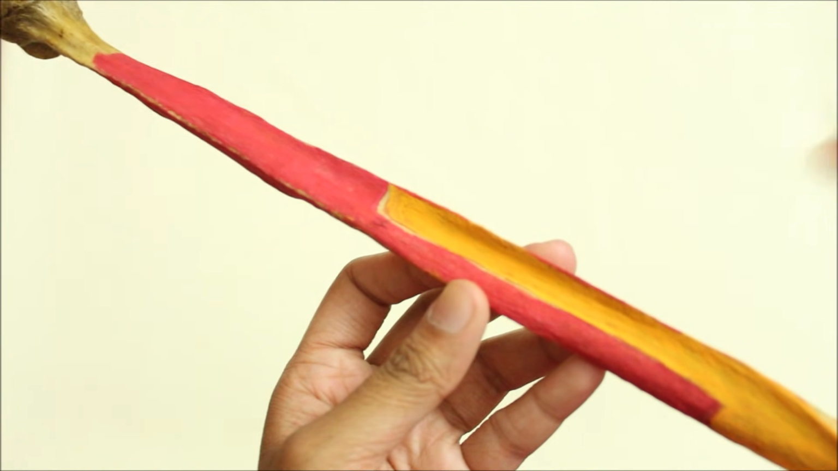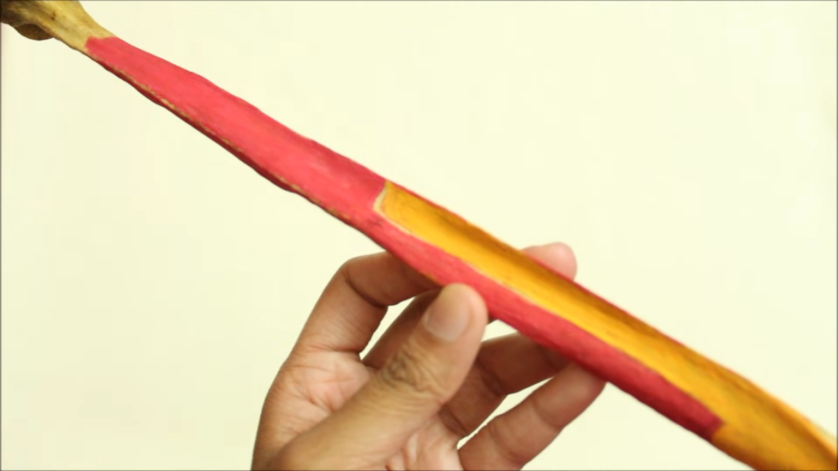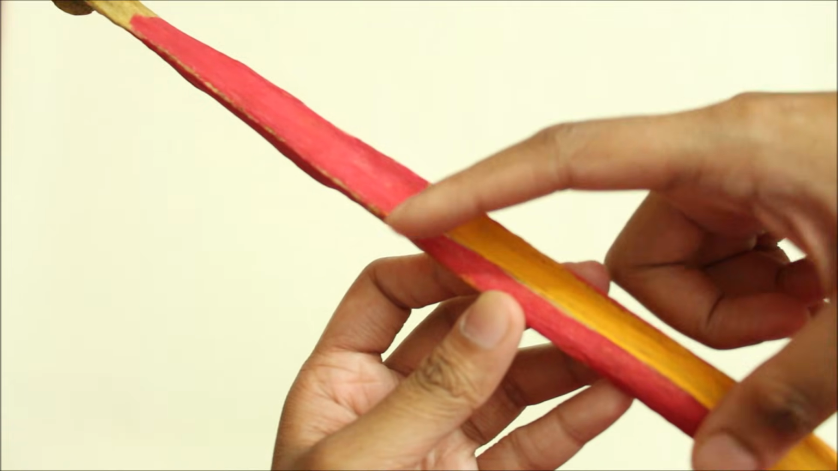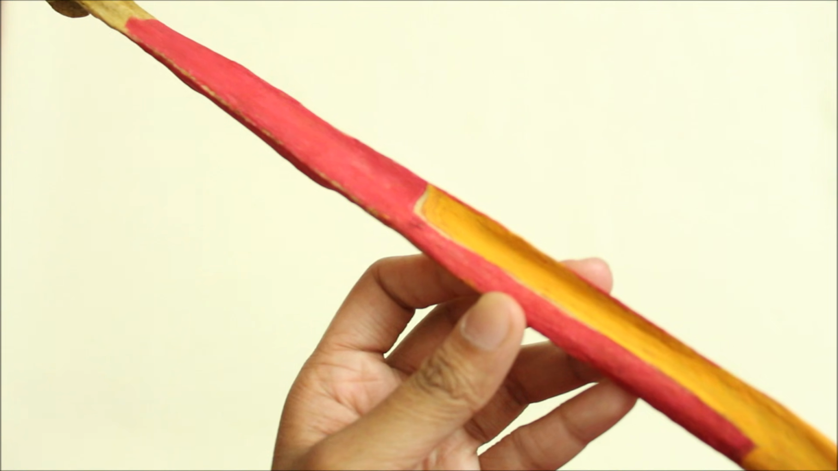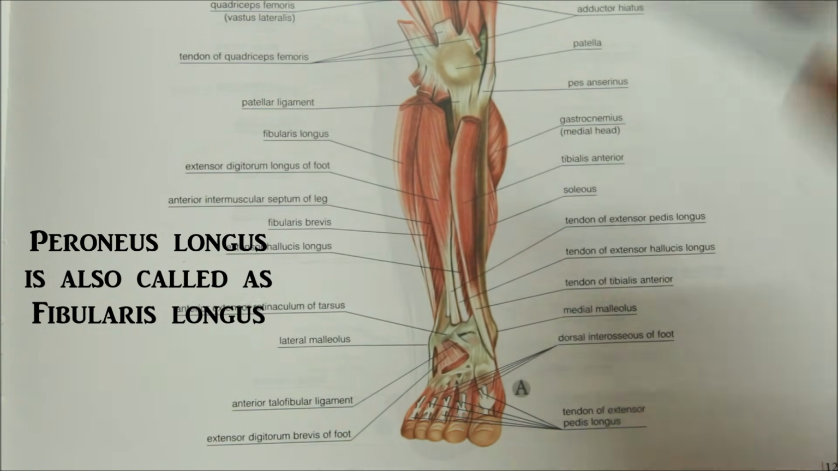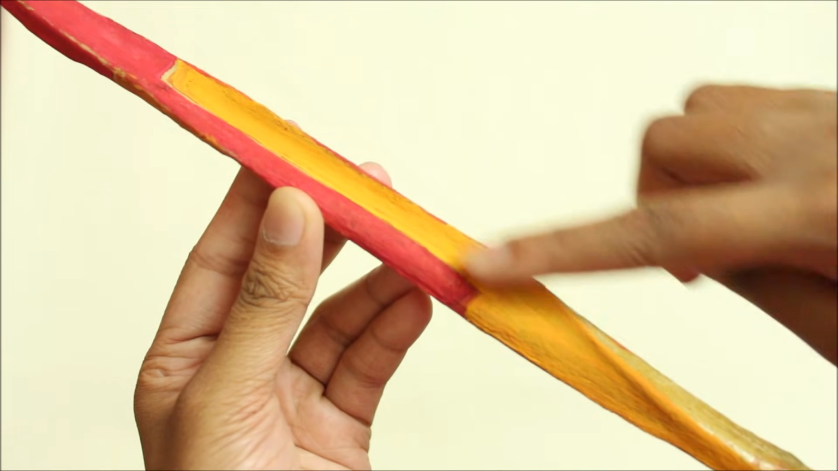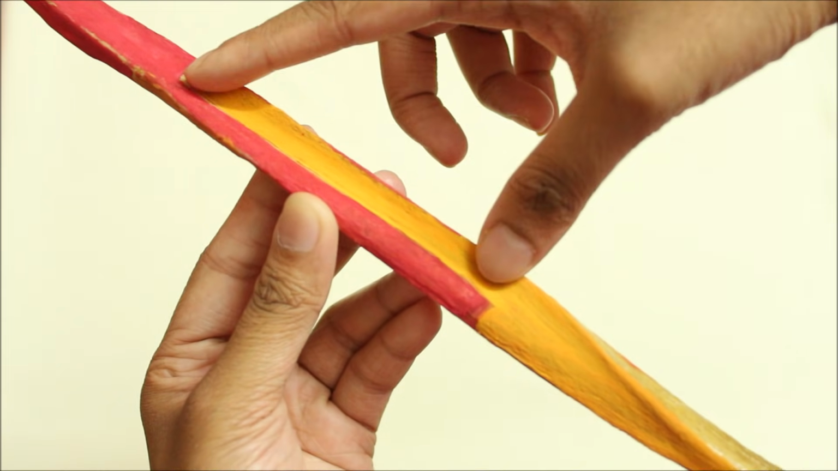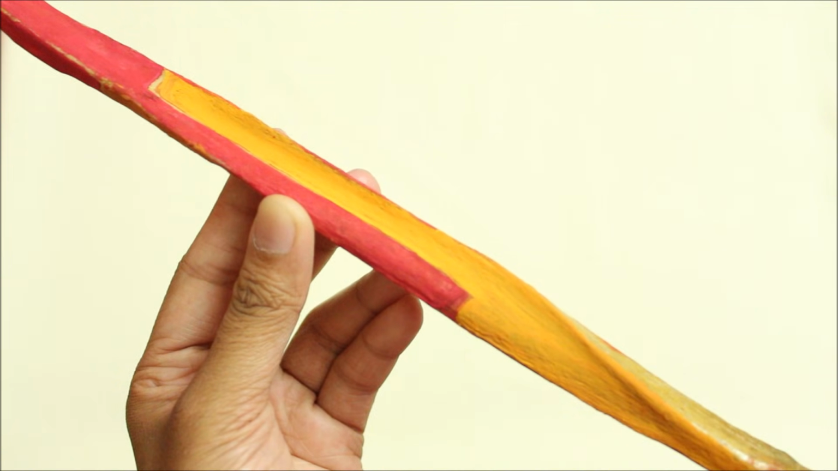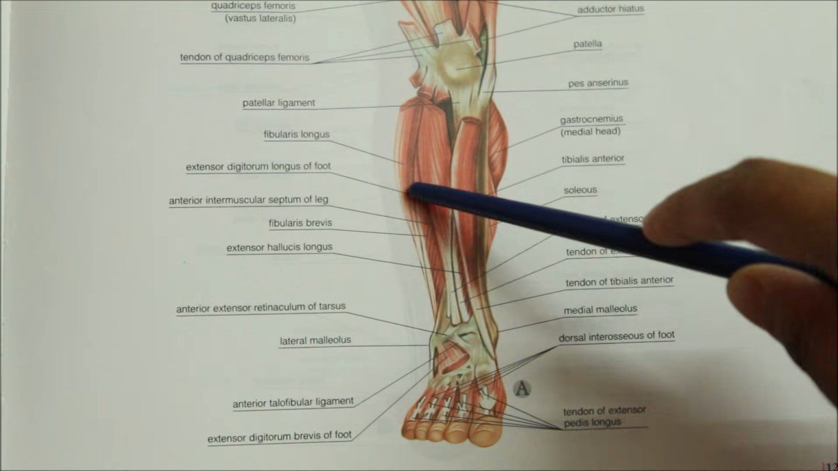Now moving on to the attachments on the lateral surface of the shaft of the fibula, the peroneus longus originates from the upper 1/3 and the posterior half of the middle 1/3. This muscle is the fibularis longus. The peroneus longus is also called as the fibularis longus. The peroneus brevis originates from the anterior part of the middle 1/3 and the lower 1/3 of the lateral surface of the shaft of the fibula. This is the fibularis brevis.